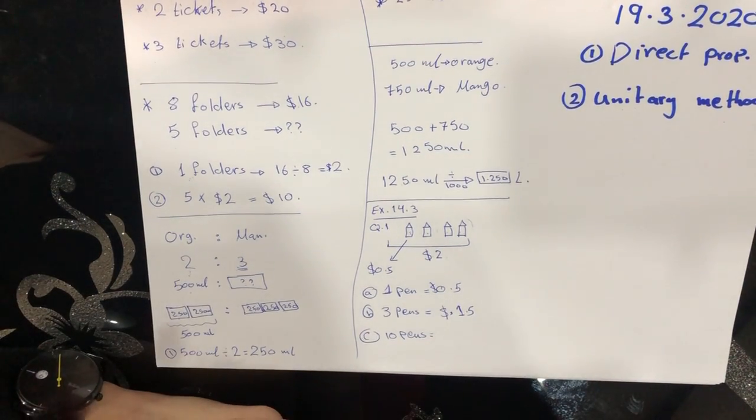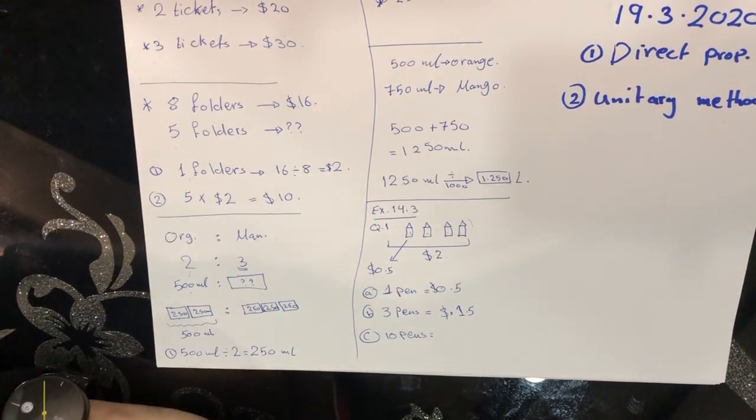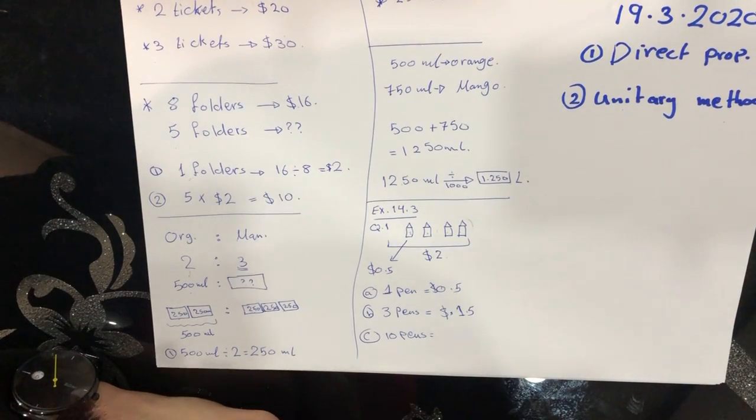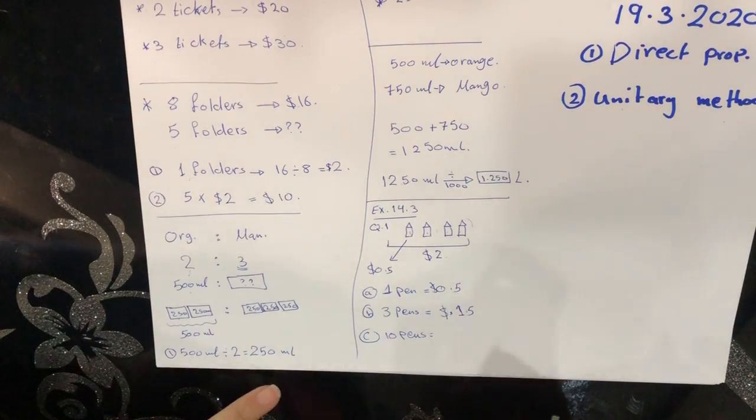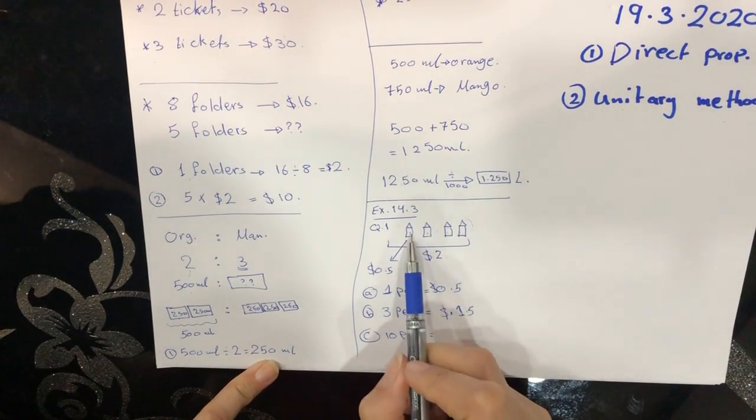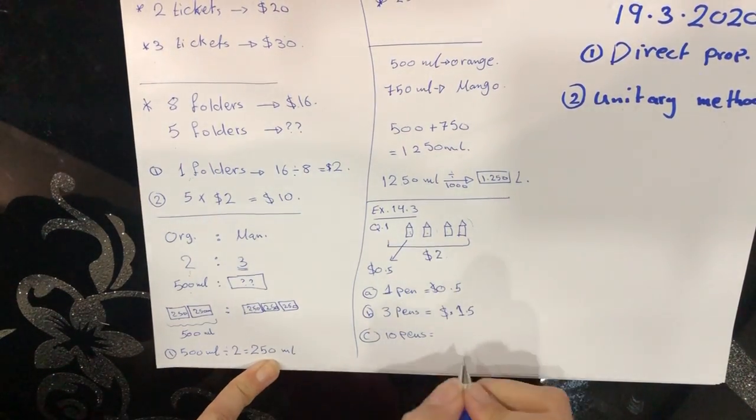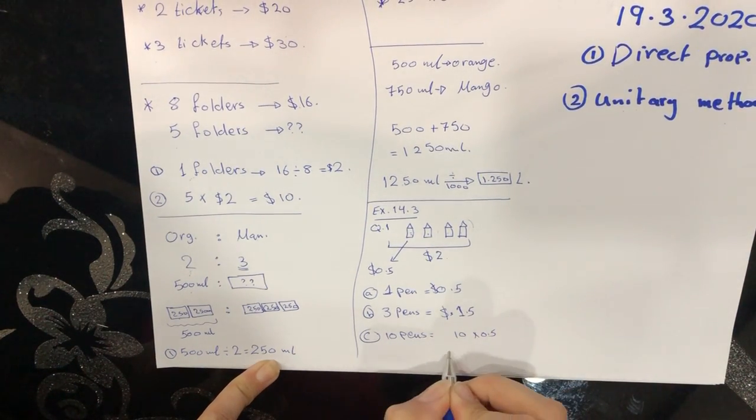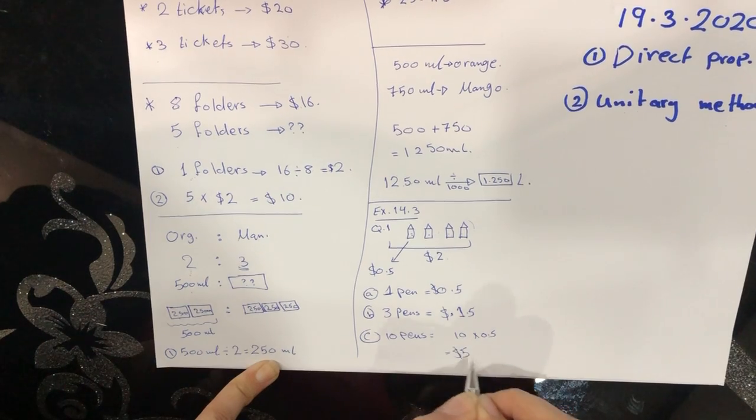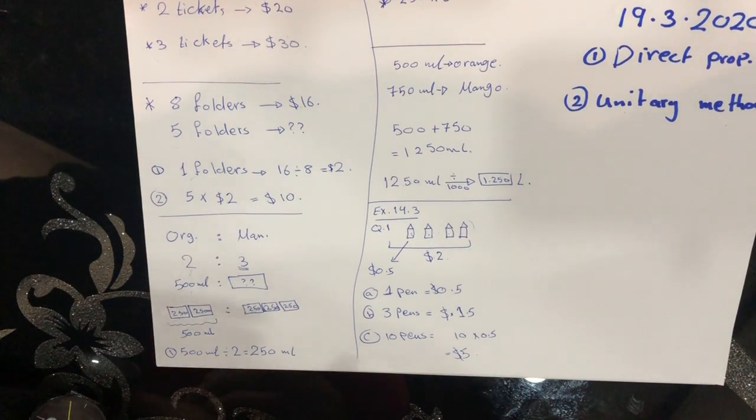You can do this in more than one way. You can say each 2 pens cost $1. So the total cost will be $5. Or you can say each one is costing half. So if I say 10 pens times half, so what's half of 10? It'll be $5. This is how you work out an example mentally.